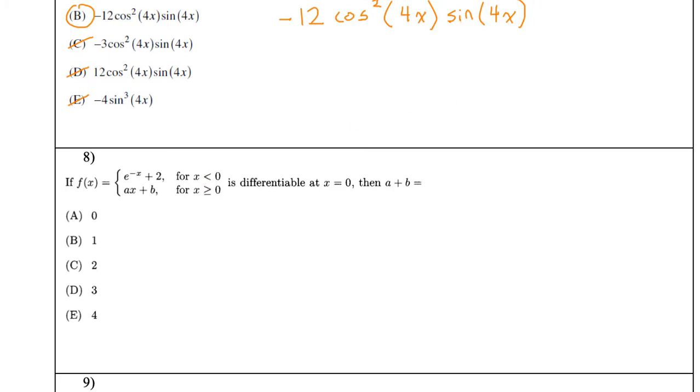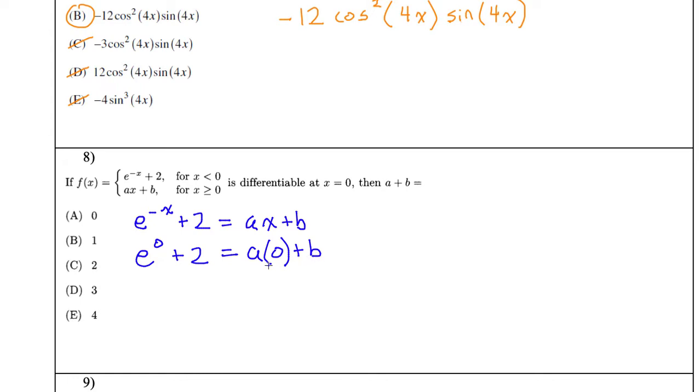So I'm going to set them equal to one another. I'm going to set the left piece, e to the negative x plus 2, equal to the right piece, which is also the actual height, ax plus b. And I'm going to plug in the suspect point for x. Not for a and b, just for x. So 0. Now I'll switch colors. e to the 0 plus 2 must be equal to a times 0 plus b.